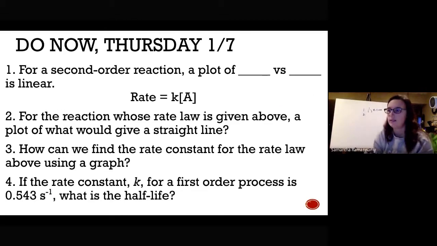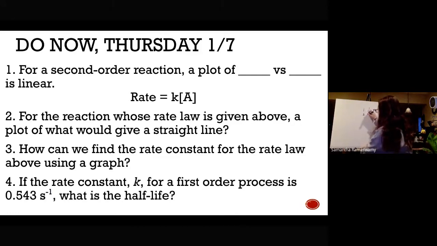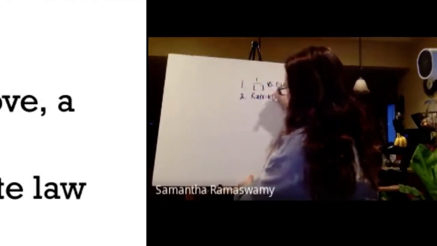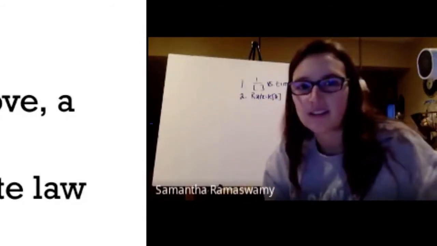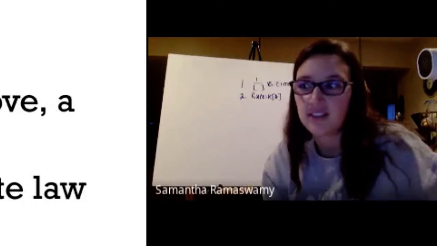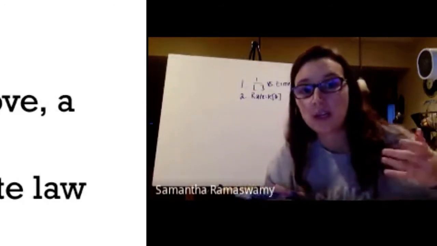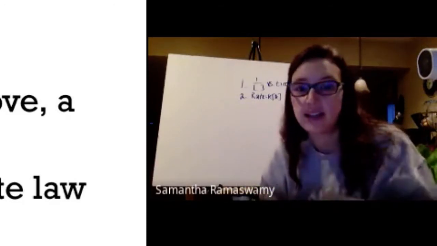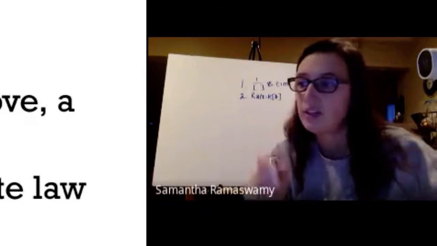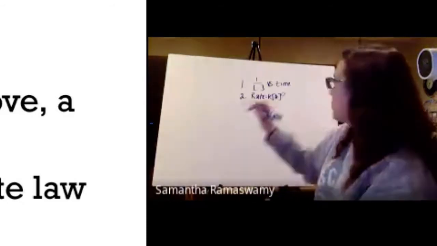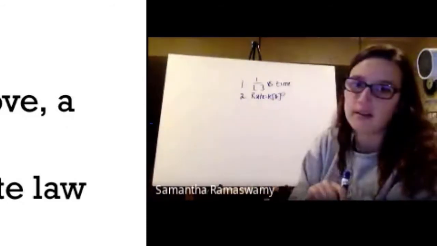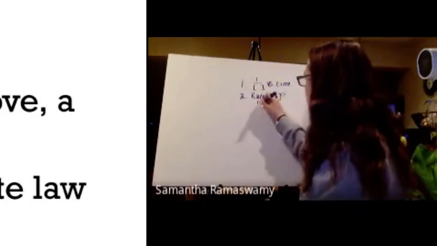For number 2, for the reaction whose rate law is given above, a plot of what would give a straight line? They gave us the rate law: rate equals k times the concentration of A. We just have to figure out the order first, because to know what plot gives a straight line we need to know the order of the reaction. We can tell the order based on the exponent. If there's no exponent here, it's assumed to be a 1, so this is first order.